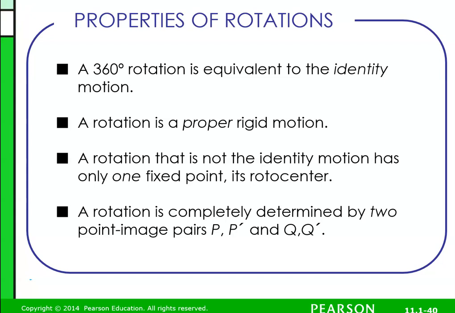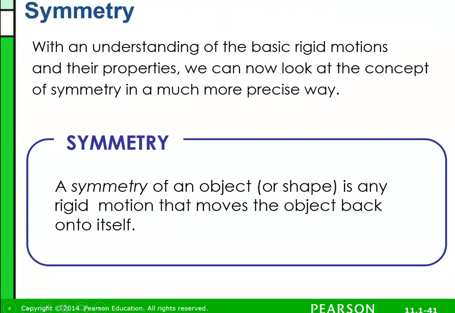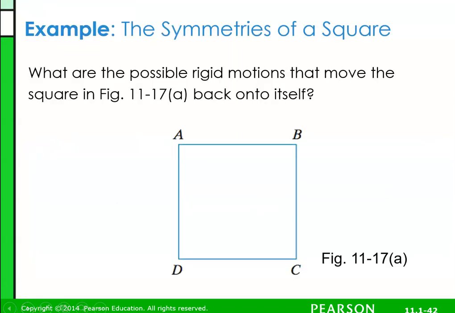All right, so now we're going to move on to symmetry for the last portion here of chapter 11 and identify different types of symmetry that we have. Symmetry of an object or shape is any rigid motion that moves the object back onto itself. Example: what are the possible rigid motions that move the square in the figure below back onto itself?